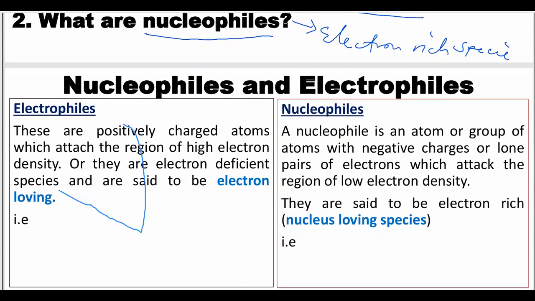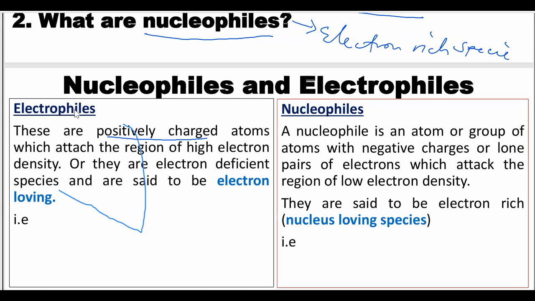You give us an example of an electrophile. Okay. An electrophile: these are positively charged atoms which attack the region of high electron density, or they are electron deficient species and are said to be electron loving.